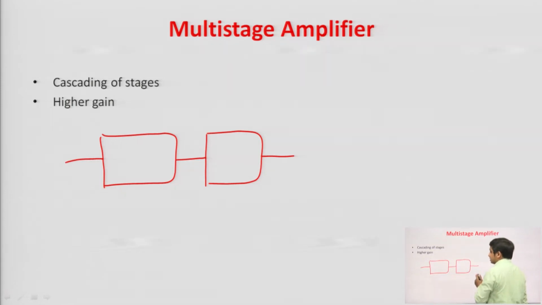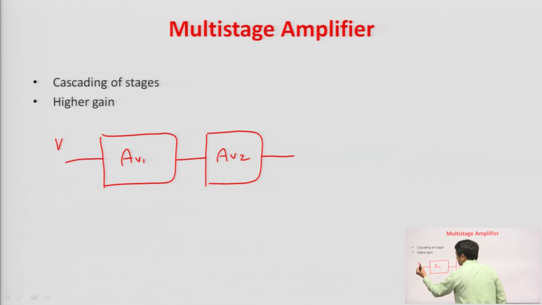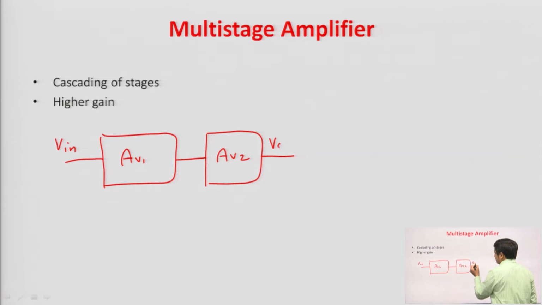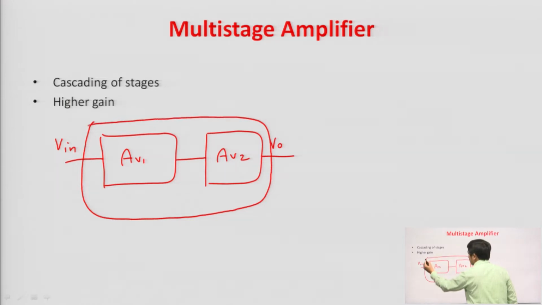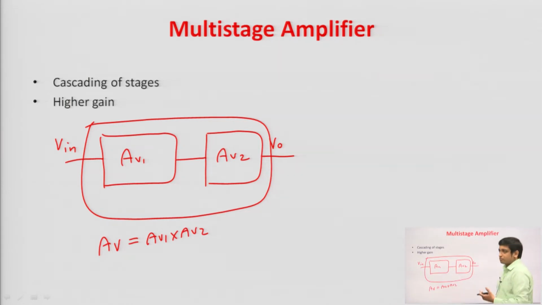For example, this is the structure of the two stage amplifier. Let us say the voltage gain of the first stage is AV1 and the voltage gain of the second stage is AV2. Input signal has been applied at the input of the first stage and we are taking the output from the output of the second stage, that is V naught. So, when we calculate the overall gain of this two stage amplifier, let us say it is AV, it is equal to AV1 into AV2. So, this is the two stage amplifier kind of multi-stage.